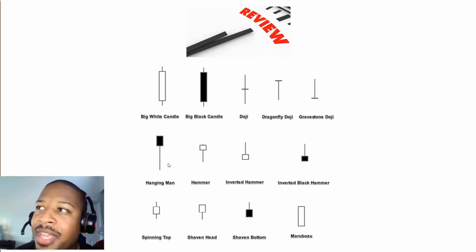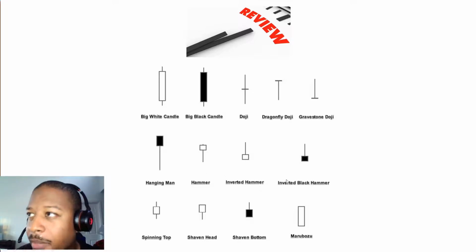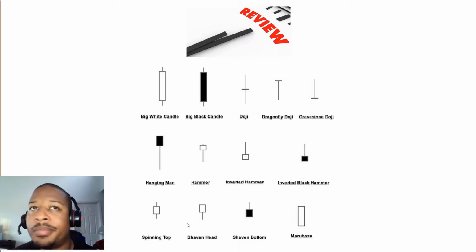We went over the hanging mans, the hammers, and the inverted hammers. We talked about the spinning tops. We didn't talk too much about the shaven head or the shaven bottom. Pretty self-explanatory there. Those are ideally some of the ones you'll see on average. And again, we went over the Marabozu. So not really that hard to touch on all those. Just get used to looking at those candlesticks and identifying them at certain periods of time to help you indicate things that might take place in the market or whatever security you're trading.